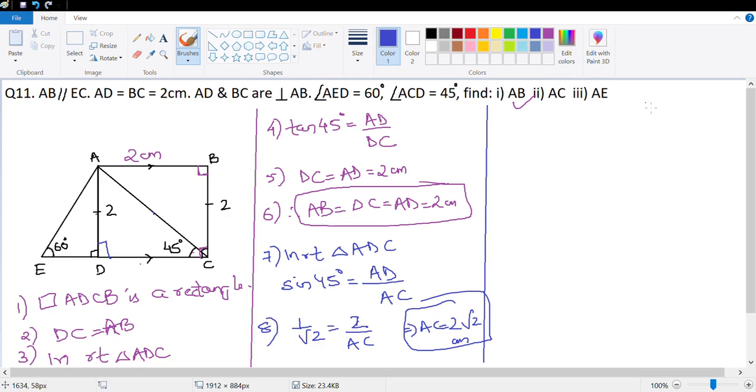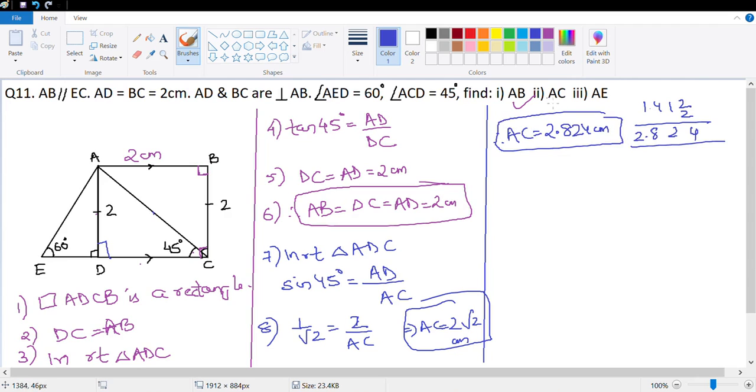Root 2 we know is 1.414. Need to multiply it with 2. So that's 2.828. Therefore, AC is equal to 2.828 centimeter. Second part of the question also done. Let's look at the third part, AE.